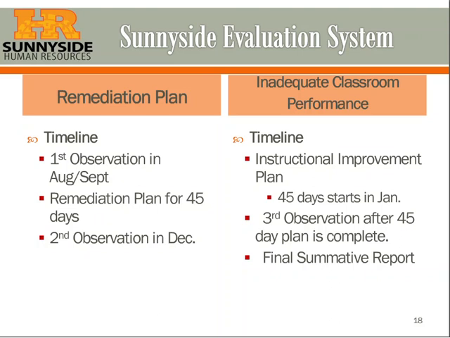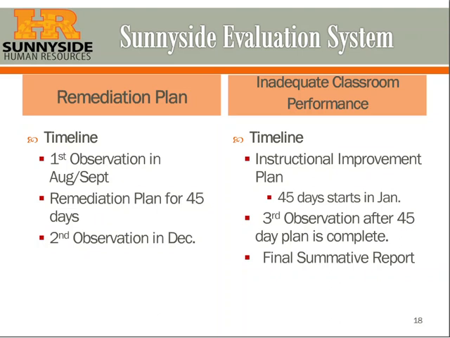The second formal observation will occur in December if the teacher is still identified as ineffective. The next step is to place the teacher on an instructional plan of action. A preliminary notice of inadequate classroom performance can be issued at this time. For a preliminary notice of inadequate performance, the timeline is first observation in August or September, the remediation plan for 45 days, the second observation in December.